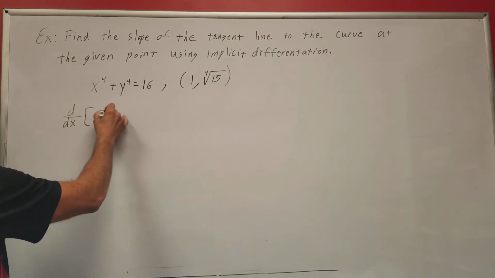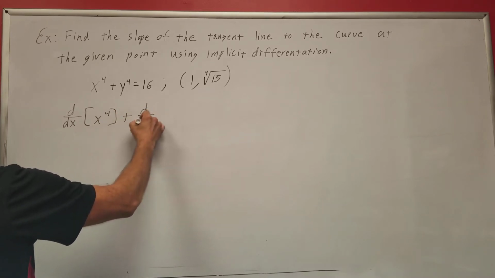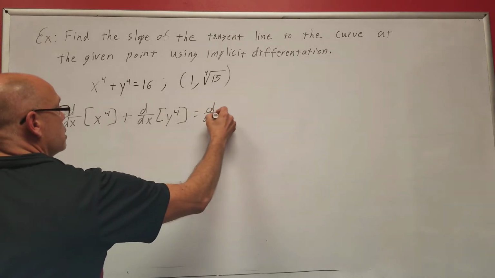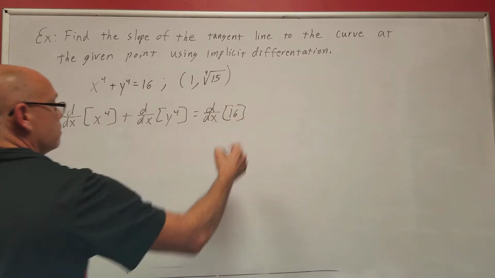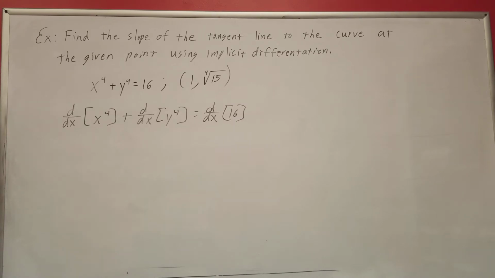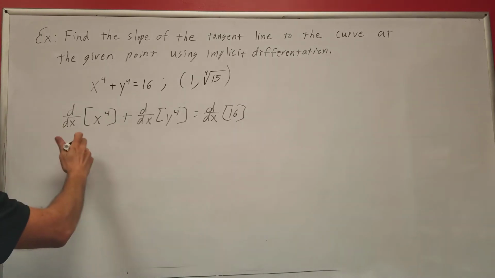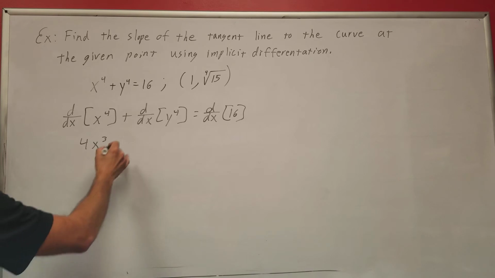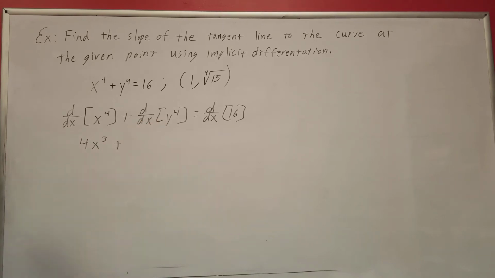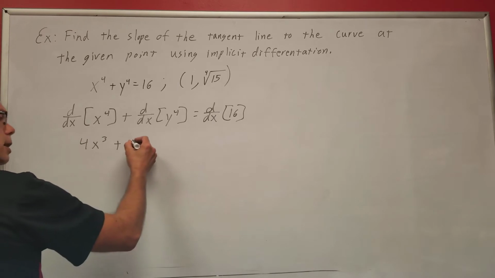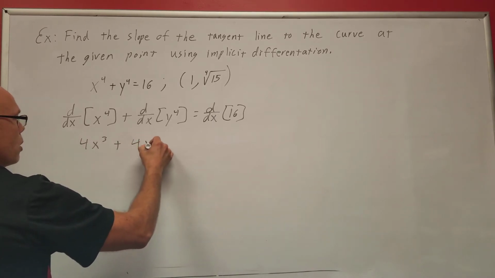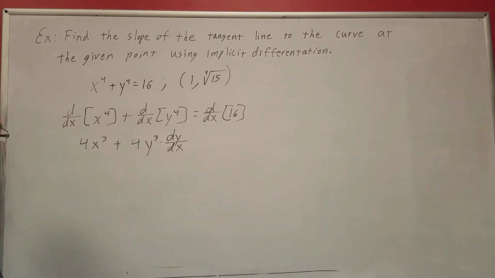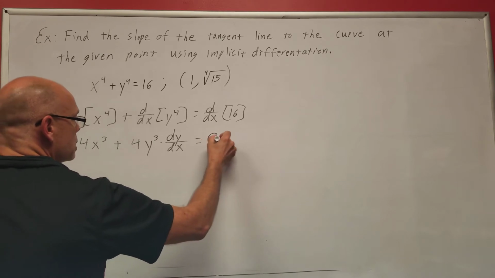The derivative with respect to x of x to the fourth plus the derivative with respect to x of y to the fourth is equal to the derivative with respect to x of 16. All right, what do we put here? 4x cubed, right? Because remember this x matches up with that x. How about this right here? This y does not match up with that variable x. So here's where the implicit differentiation comes in, right? We have 4y cubed, don't forget the times dy over dx. Now the derivative of a constant is 0.